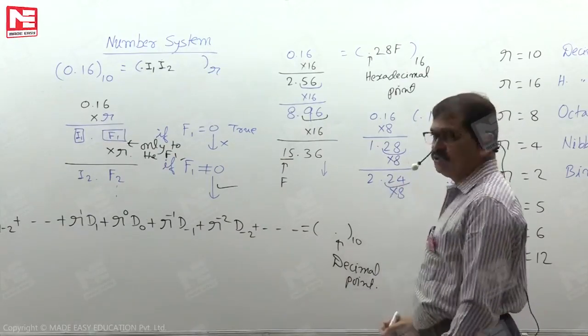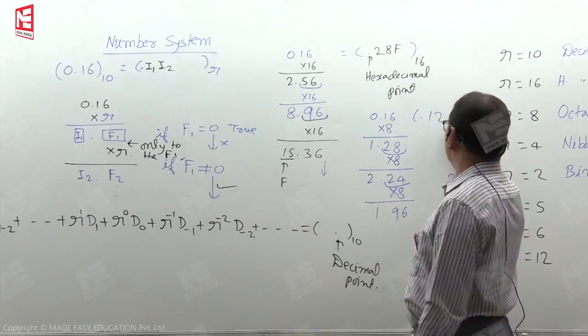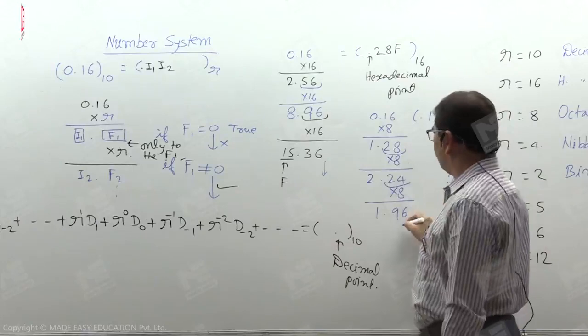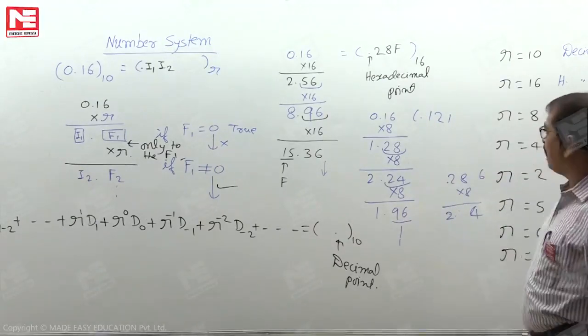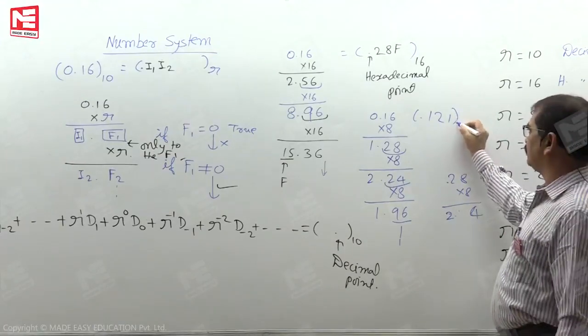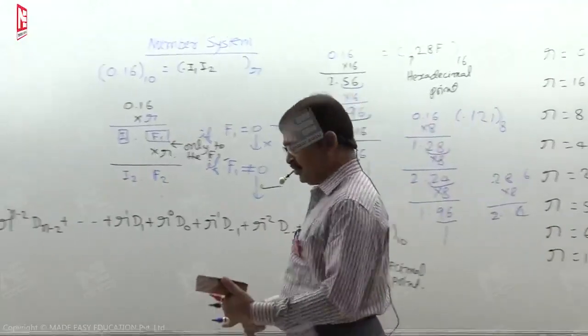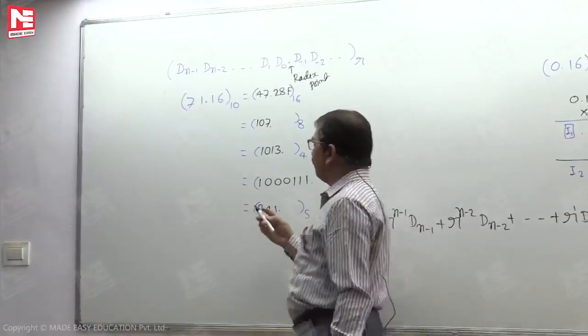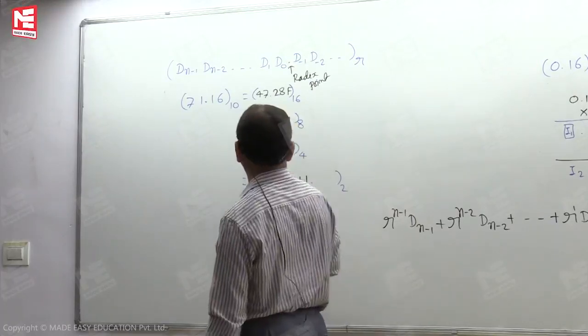The fractional part is not equal to 0, so we have further multiplication. This multiplication gives 1.96, so the digit is 1. Here also, if you go for any number of multiplications, the fractional part never becomes 0. Let us stop after these 3 digits. Hence, the equivalent octal number for this 0.16 decimal number is 0.121.